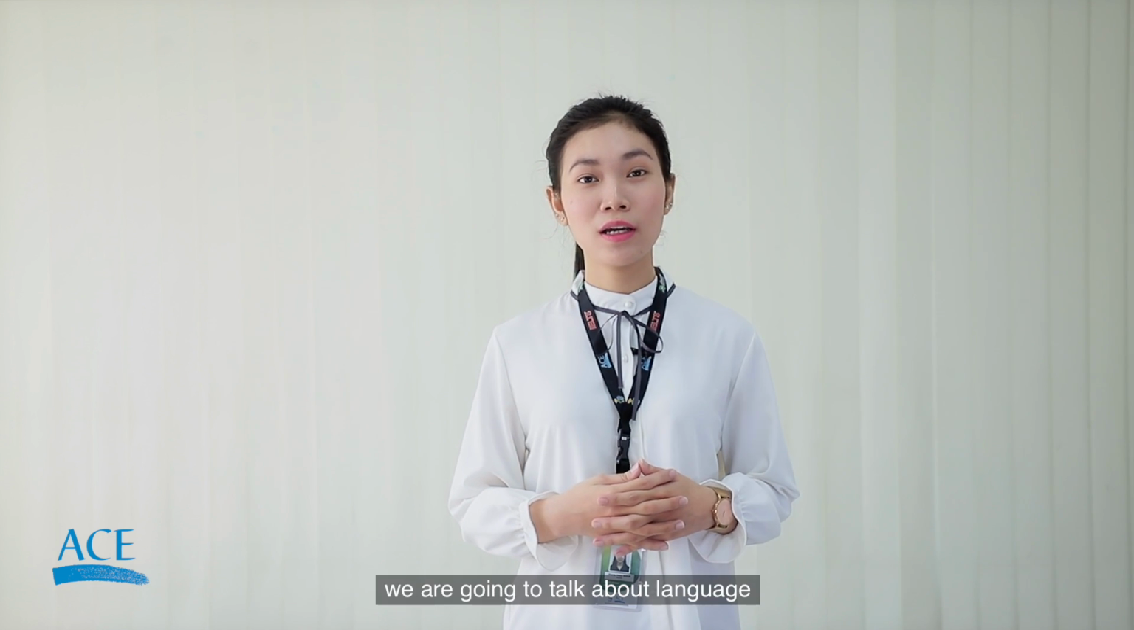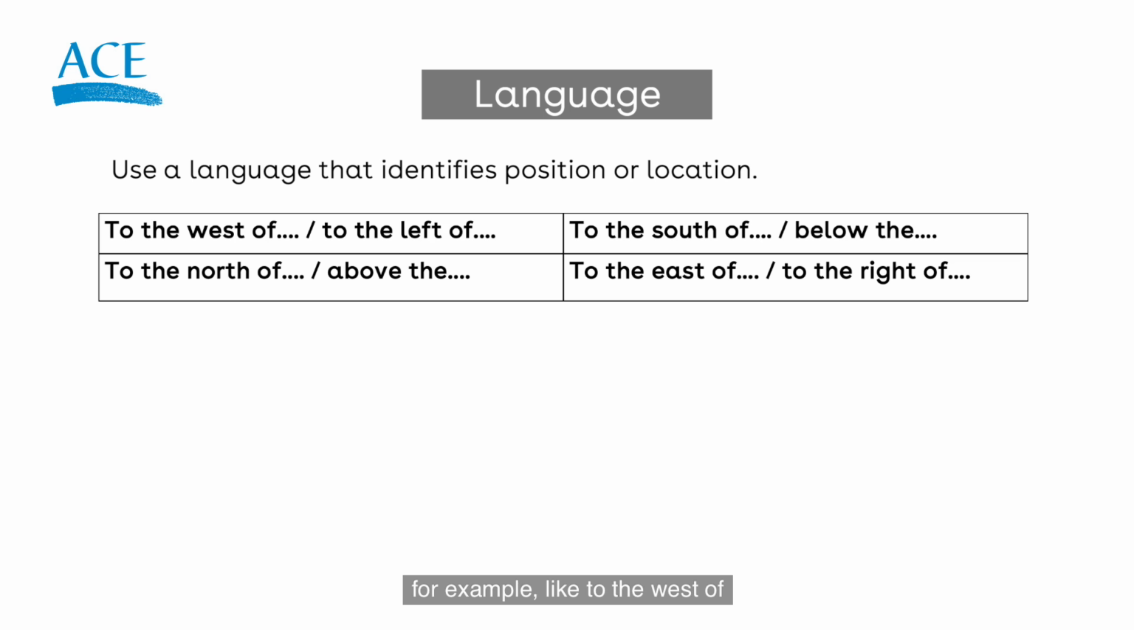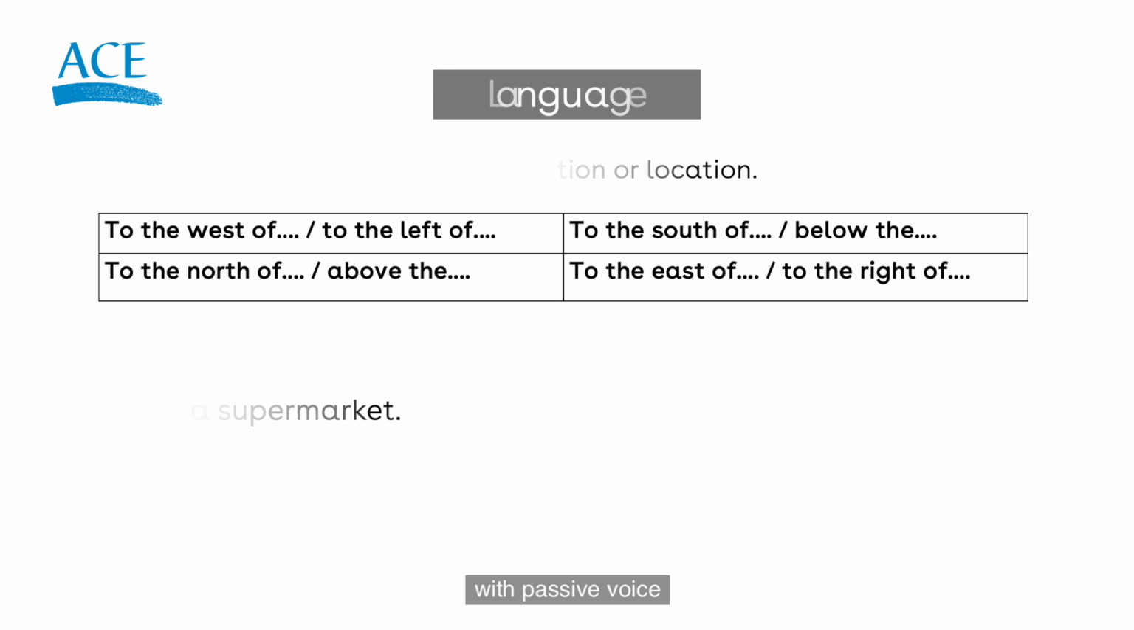Okay, right now we are going to talk about language. So try to use the language that identifies position or location. For example, like to the west of, above the, to the east of, so on and so forth. So let's look at the example. The car park to the right of the cinema was closed and replaced by a supermarket. So here you use the language of direction with passive voice.